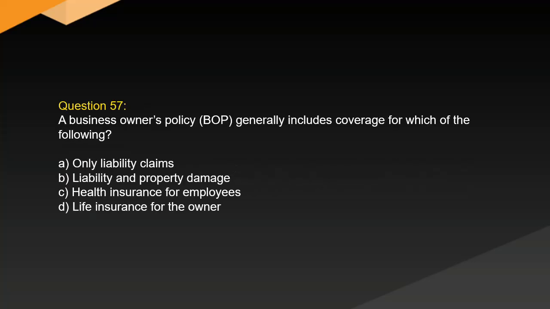Question 57. A business owner's policy, BOP, generally includes coverage for which of the following? A. Only liability claims. B. Liability and property damage. C. Health insurance for employees. D. Life insurance for the owner.